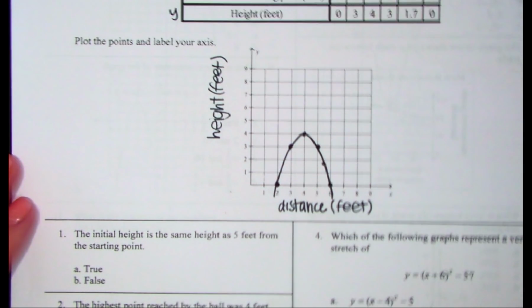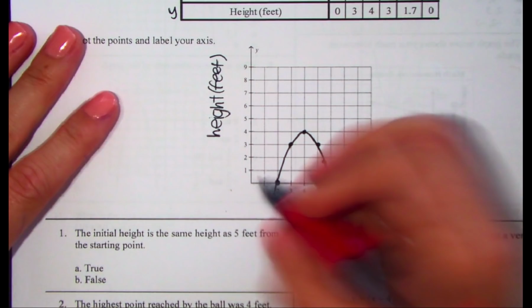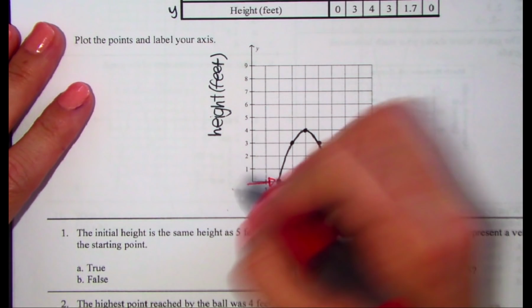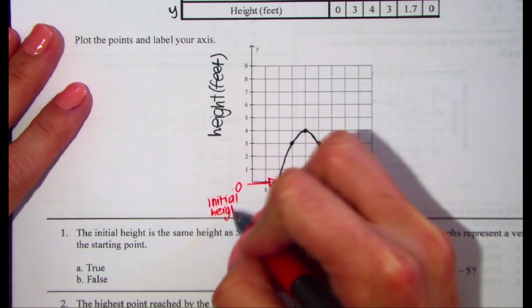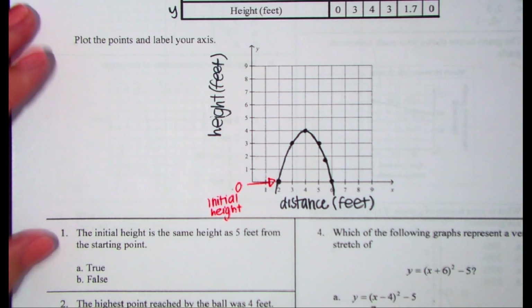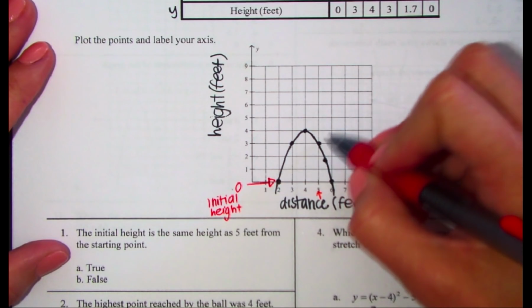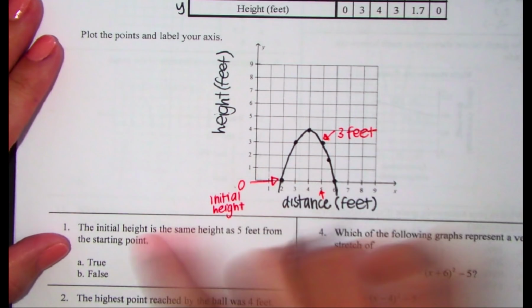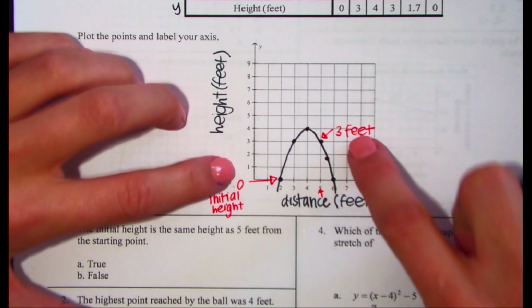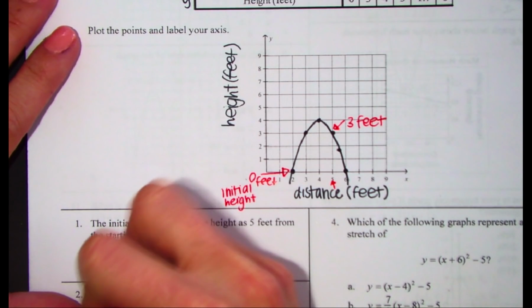So the first question is asking if the initial height is the same height as 5 feet from the starting point. If we look at this, this is our initial height right here. Our initial height is 0 because that's where he's first starting. And then 5 feet away from the starting point puts us here, and that is at a height of 3 feet. So to answer the question, the initial height is not the same as 5 feet away. 0 feet compared to 3 feet, they're not the same. So my answer is false.